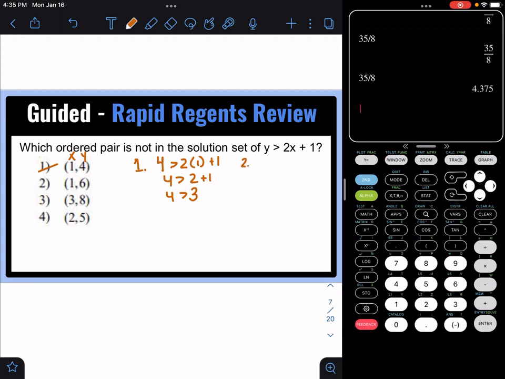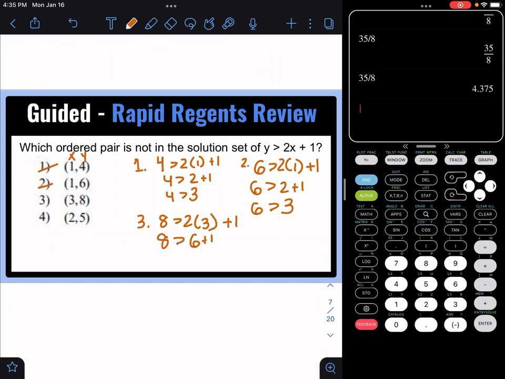Let's try number 2. y is 6, I meant, which is greater than 2 times x, which is 1, plus 1. 2 times 1 is 2, plus 1. Is 6 greater than 3? It is, so 2 is not going to be our answer. Let's look at answer choice 3. y is 8, is greater than 2 times x, which is 3, plus 1. 8 is greater than 2 times 3 is 6 plus 1. 8 is definitely greater than 7, meaning that 4 has to be our answer choice, but let's just try it.